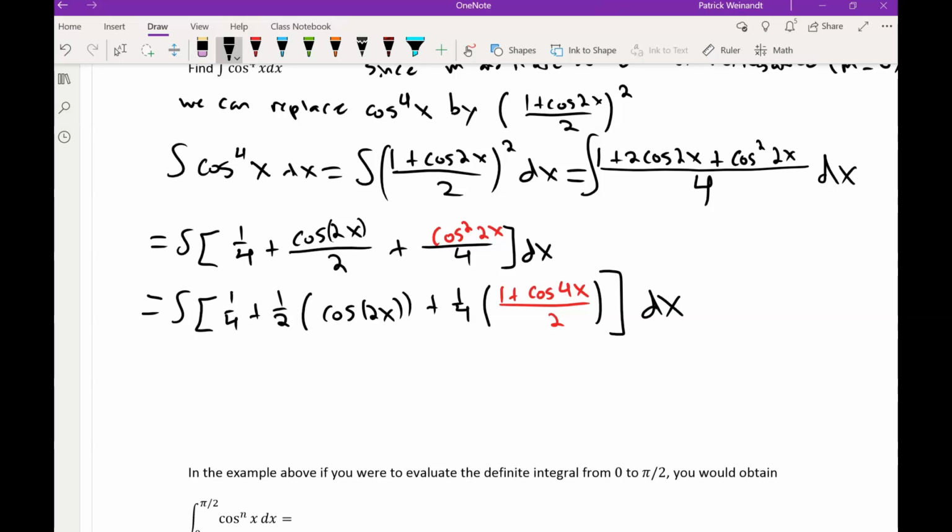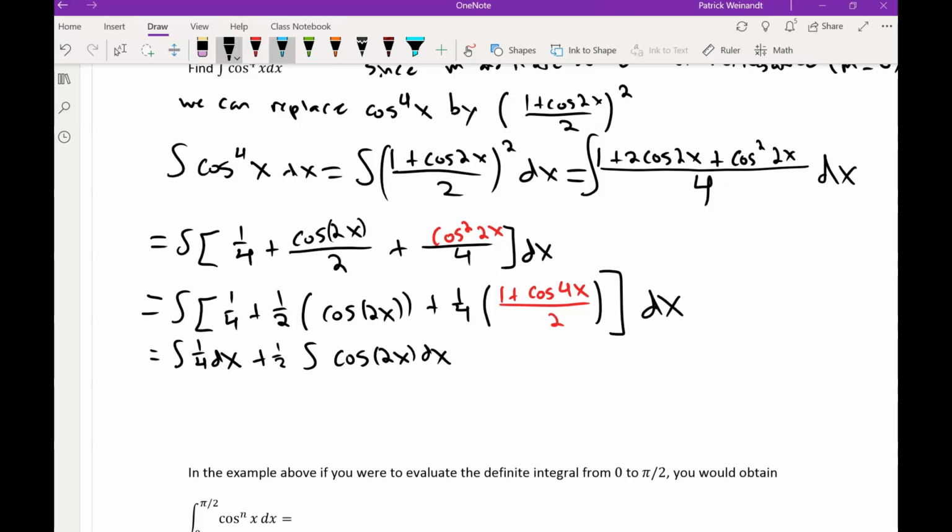So we're going to have some things to rewrite here. This is the same as the integral of 1/4 plus, and this is where the power rule comes into play here. I'm going to actually split these up. This is 1/4 dx plus 1/2 times the integral of cosine of 2x dx. Now we're thinking about what is the antiderivative of cosine of 2x.